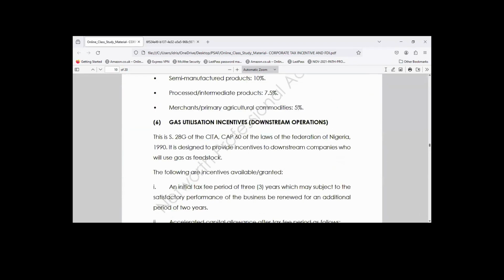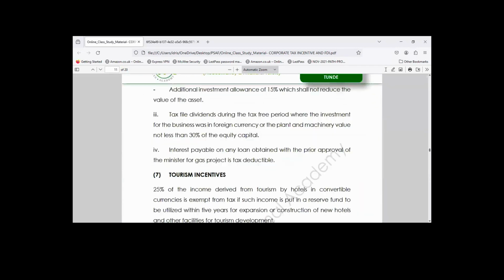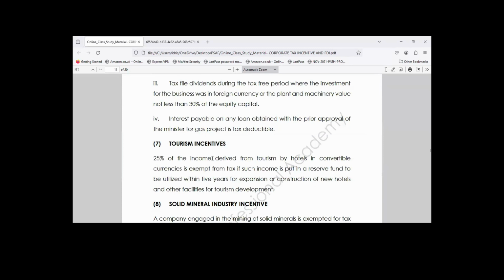So, apart from gas utilization incentive, another incentive that we have is tourism incentive. Incentive given to a tourism company. 25% of income derived by a tourism company, tourism company meaning hotel and hospitality industry, is exempted from tax, provided that such profits are used within 5 years for construction or expansion of new hotels and other facilities for tourism investments.